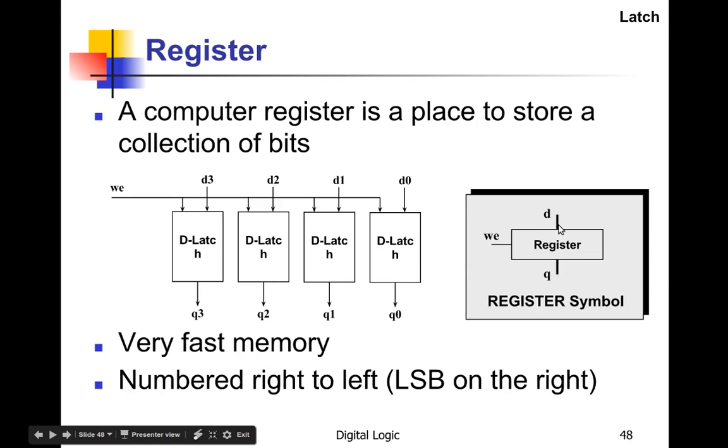And notice this is a bold line here. It denotes that it is actually a bus, not just a single line. There's actually 4 lines in this fat line right here. And this is kind of a light line, and that indicates it's just 1 wire. Registers are very fast memory. And normally the bits are labeled, the higher order bit on the left and the lower order bit on the right, kind of like when we're writing numbers. And so that's a register, and we use registers in computers quite a lot, you'll find out, and especially we'll be using them a lot in this class.